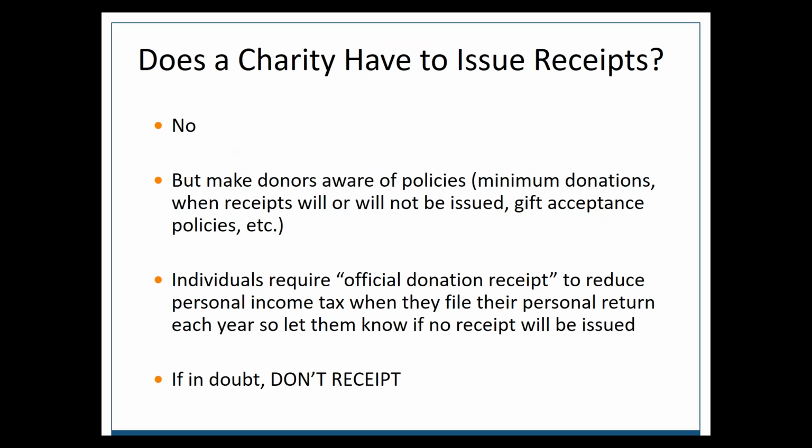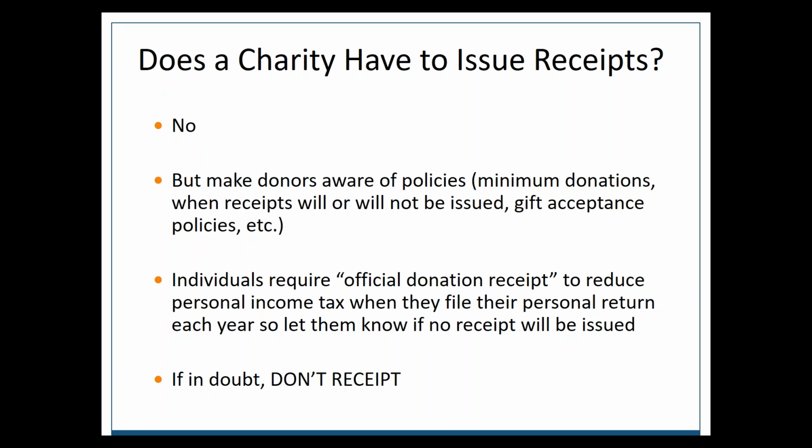So now, a few points in terms of, does a charity have to issue receipts? So the simple answer is no. A charity doesn't have to issue receipts. And in fact, a lot of Canadian charities don't issue any receipts. Some of them because they're dormant. Others because they get money from sources like government and they don't need to issue receipts. But a very large number of charities don't issue any receipts. So there's no requirement to issue receipts.